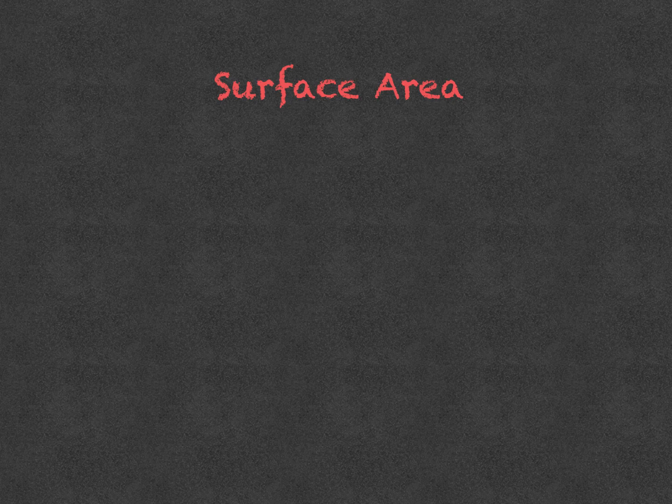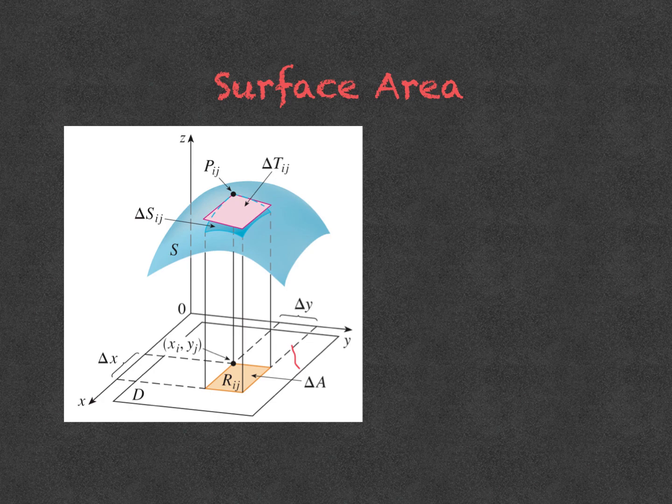In this section, we're going to look at using double integrals to find the area of a surface. In Calc 2, we found a special surface area, a surface area of revolution, where you take a surface and rotate it around an axis. And you can use single variable calculus to find that surface area. So here, we're going to compute the area of a surface using double integrals.